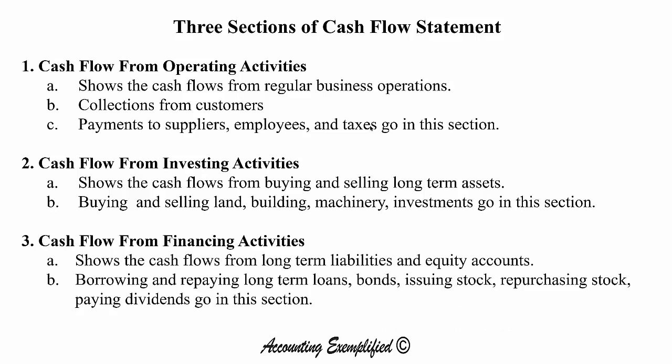Third section is cash flow from financing activity. This shows the cash flows from long-term liabilities and equity accounts. Examples, borrowing a loan for a long term or repaying a long-term loan, issuing stock, repurchasing stock, paying dividends, they all go in this section.